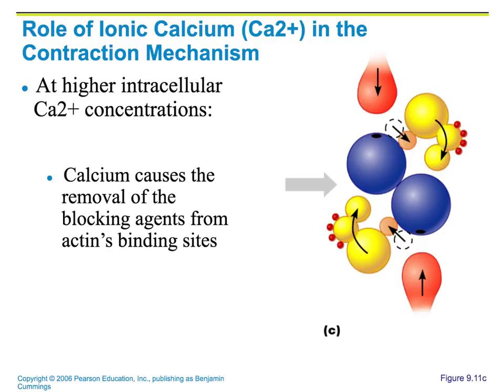And this just zooms in and repeats that. The red little dots here are calcium. When calcium is present, it causes these blocking agents here to just slide over just a tad, allowing myosin access to the actin, which is here.